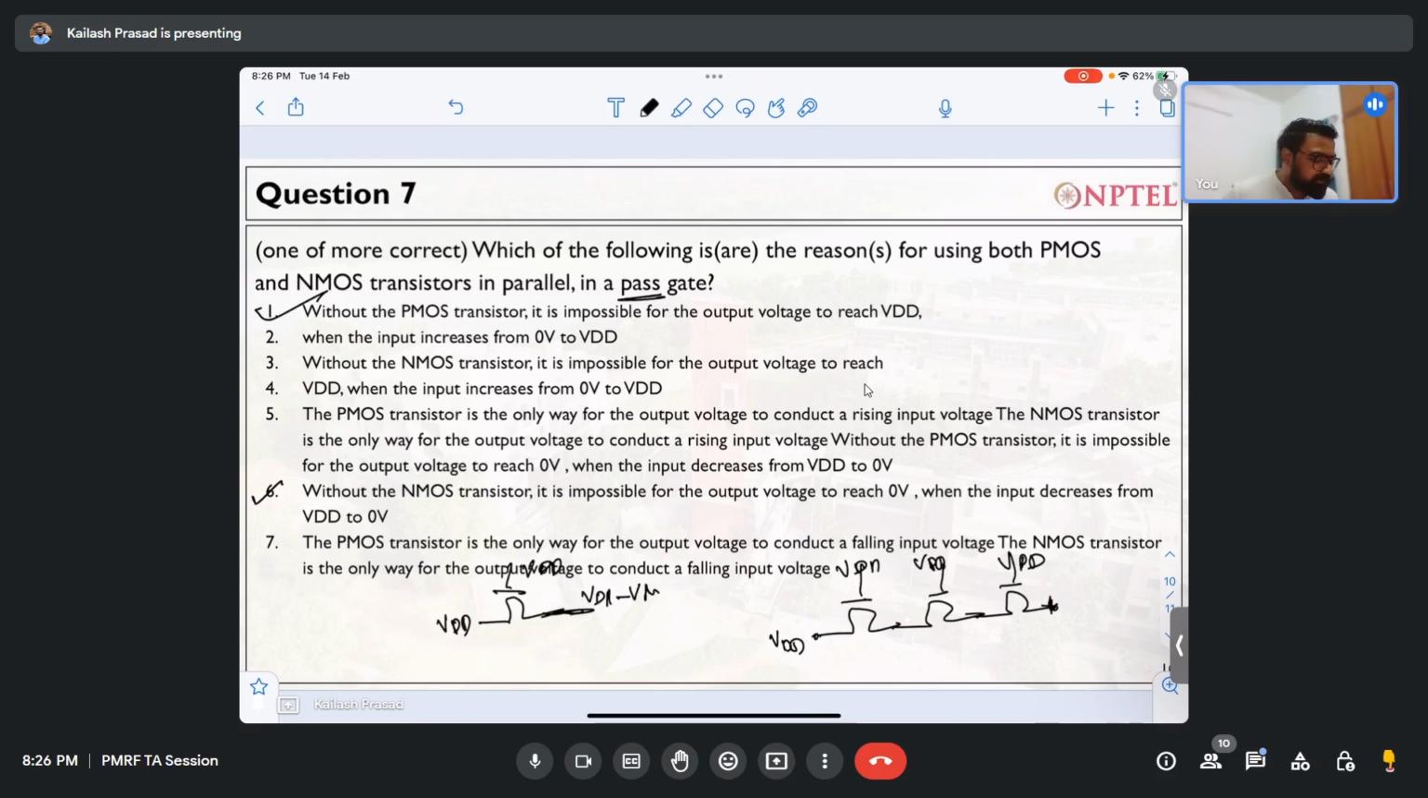What is the maximum voltage you will observe over here? VDD minus VTH, or VDD minus 3 VTH. That is the question. What should it be? It should be VDD minus VTH or VDD minus 3 VTH.